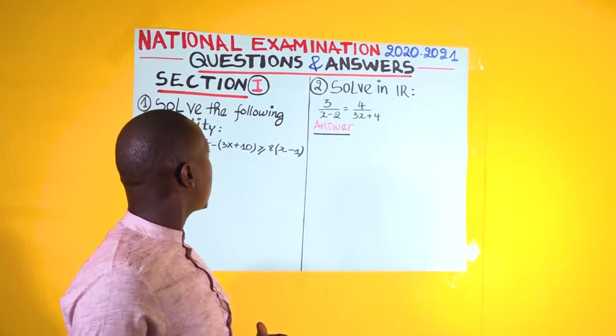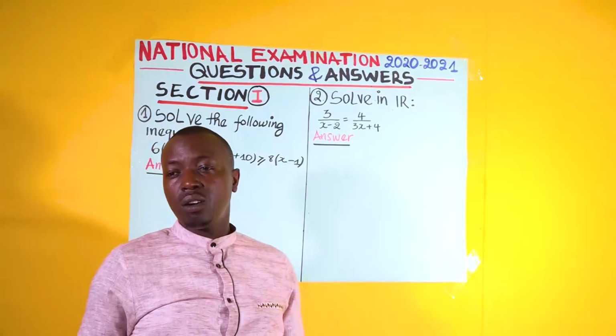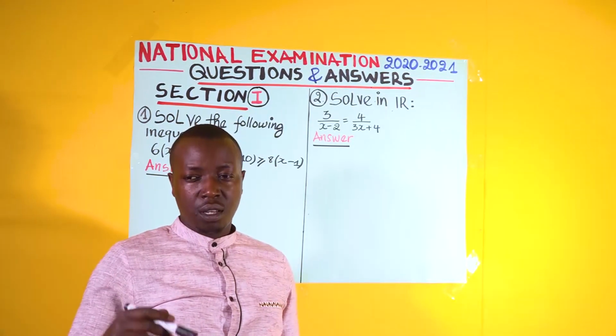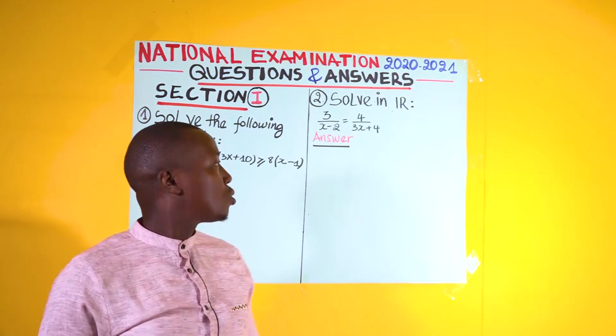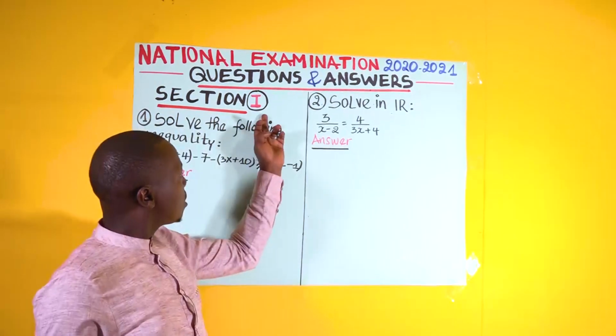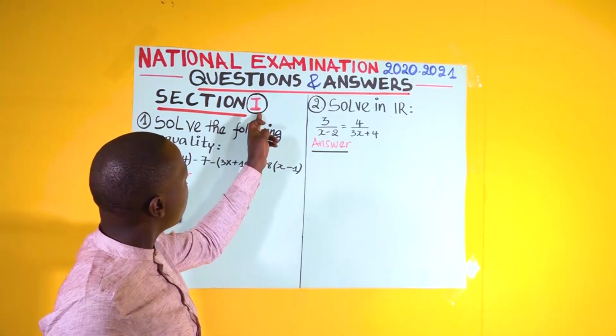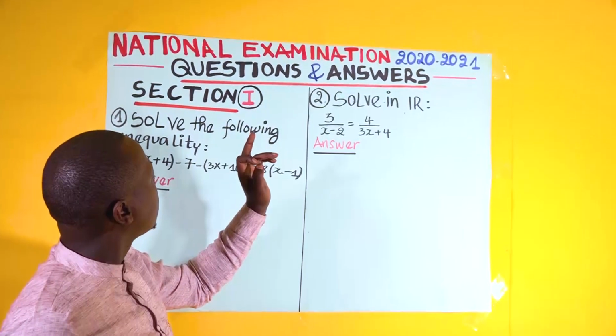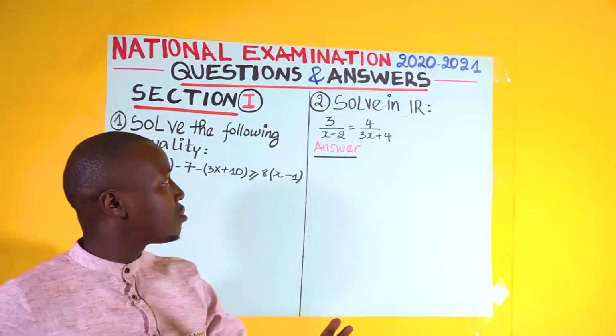for section A. Then next time we shall see section B, section 2. Section A, there's section 1. Questions and answers, they are about 12 questions.